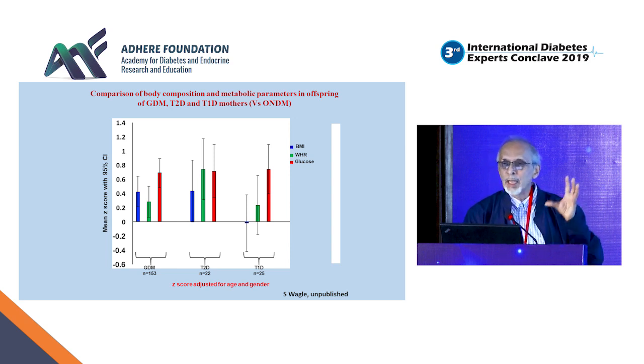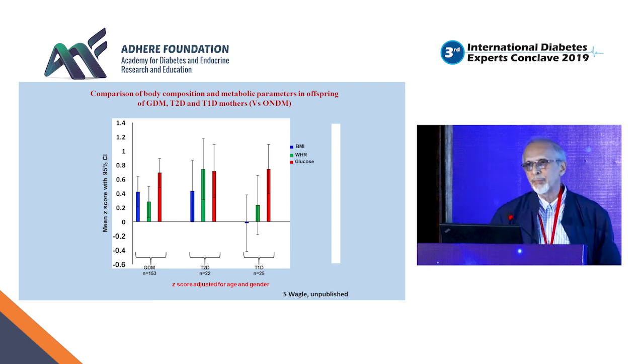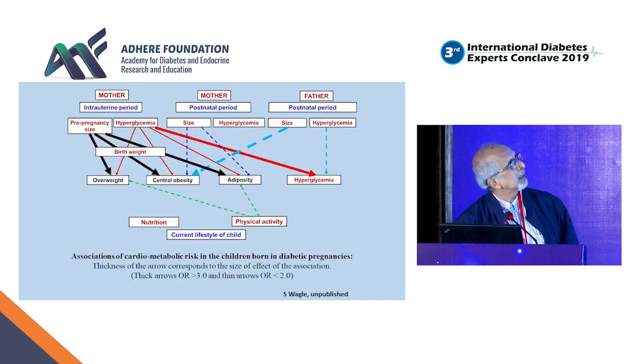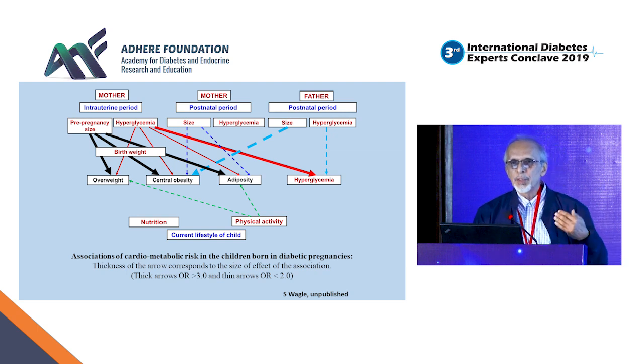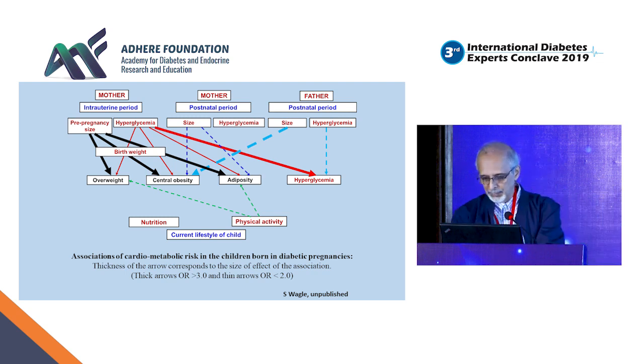So it means that the mother's size also is an important characteristic there, and therefore we developed this complex figure broadly saying that it's the mother's as well as father's size and glucose that seem to influence either the weight and adiposity related characteristics or hyperglycemia. So children of type 1 mothers have high glucose, but they are not obese as children, while the children of GDM and type 2 mothers are both obese and hyperglycemic. And therefore we are now able to separate out the effects, and we are studying the genetics and epigenetics of this.